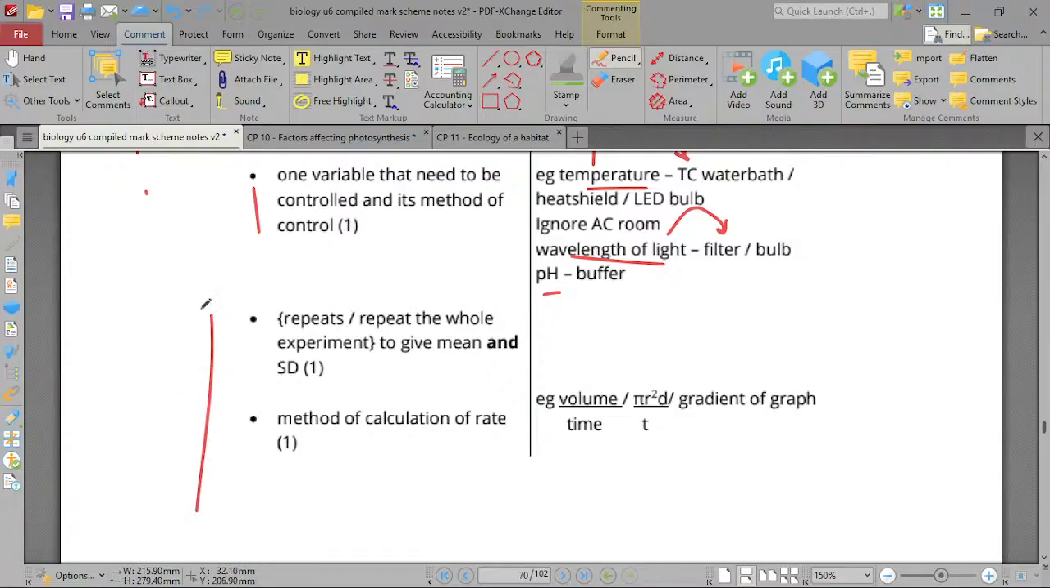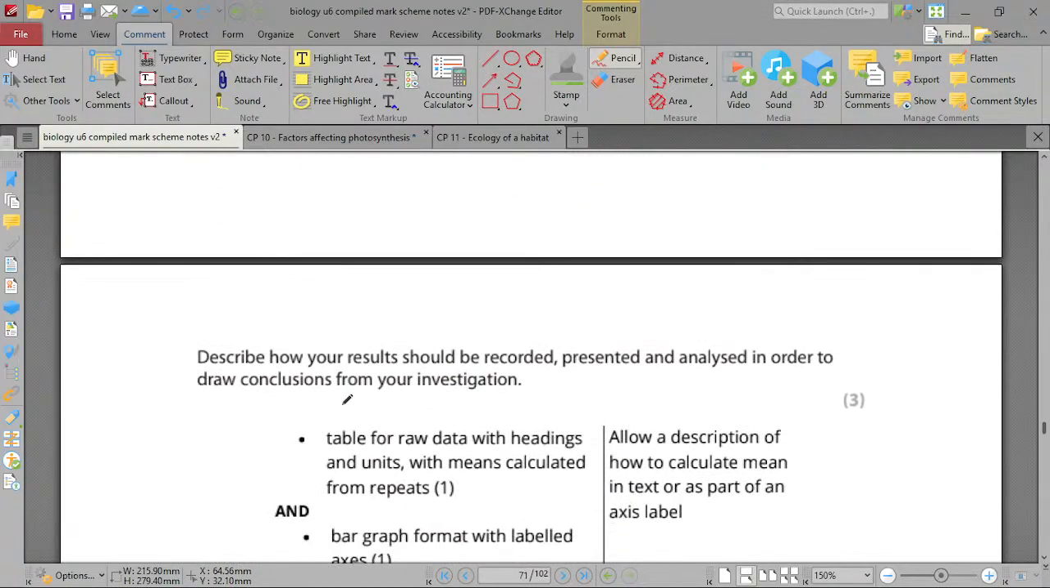This is for the analysis section. So we want to repeat the experiment to give mean and standard deviation, and a method of calculating rate. Both of these things are pretty important. So how would we calculate rate? Volume of gas collected over time, and repeat the experiment to give mean and standard deviation.